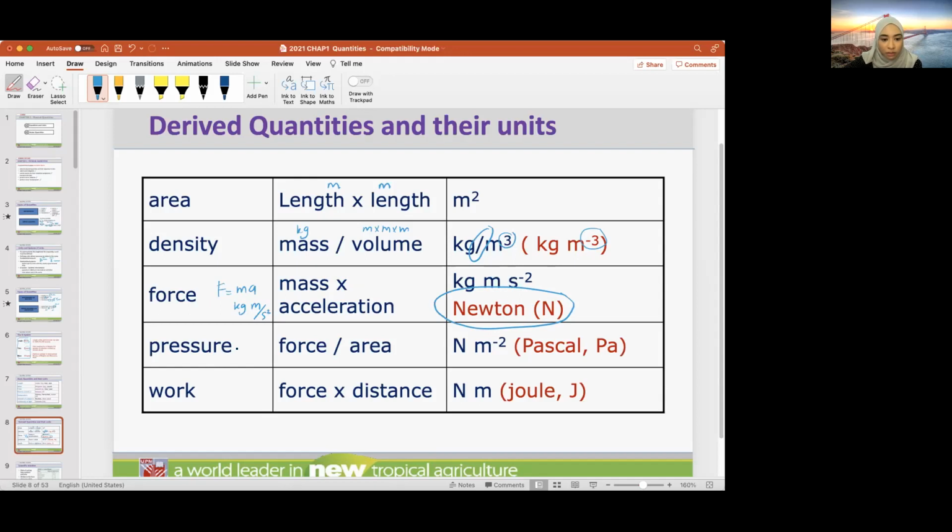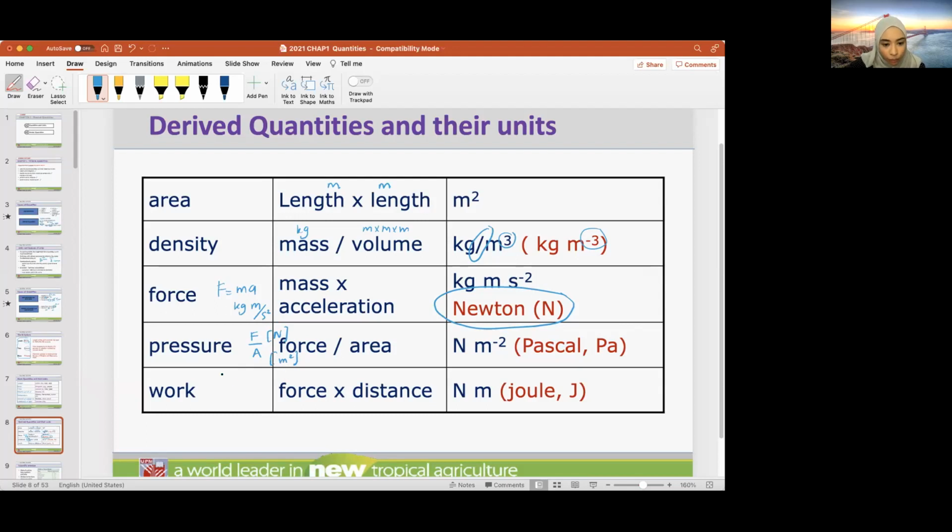And then we have pressure. Pressure is force over area. Force is in Newton, area is in meter squared. Oh, this is too small. What is it? N per meter squared. Okay, so Newton over meter squared, you can write it like this, or the actual SI unit is called Pascal or Pa. Okay, must remember.